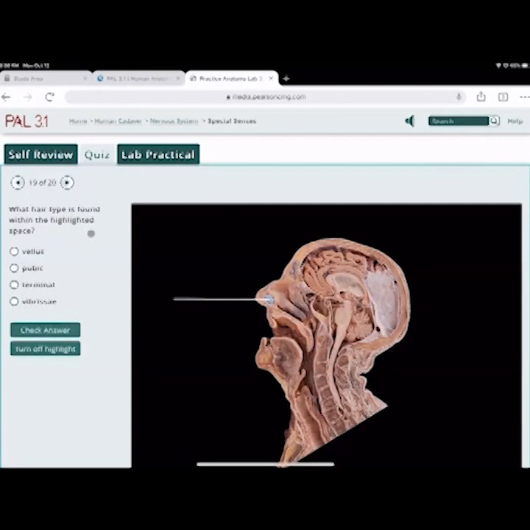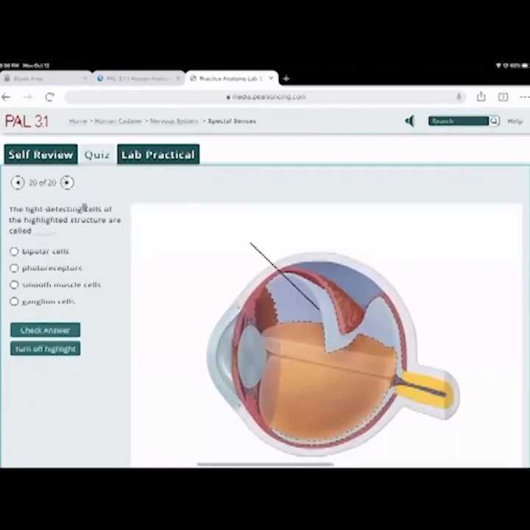What hair type is found within the highlighted space? Vellus, pubic hair, terminal hair, vibrissae. I guarantee it's not pubic hair. I think in the nose it's vellus. Maybe? Nope. Vibrissae. Vibrissae hair is found in the nose. And the light detecting cells of the highlighted structure are called, okay, this is your retina. So what are the cells that detect light called in the retina? Photoreceptors. Photoreceptors, the only one that has an image with it. Perfect.